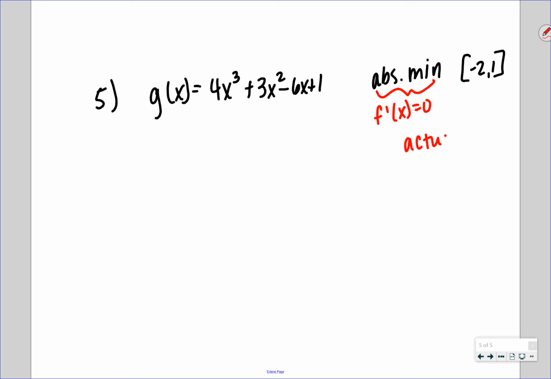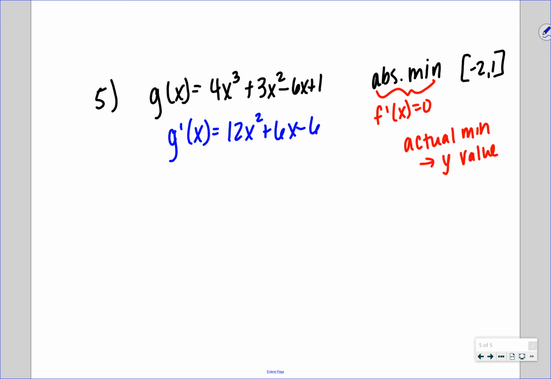So actual min lets me know it is a y value. So I'm going to have to plug back in. So I'm going to derive this once. Derivative of g is 12x squared plus 6x minus 6. Set it equal to 0. 12x squared plus 6x minus 6. I'm going to divide all these numbers by 6. So I have 2x squared plus x minus 1.